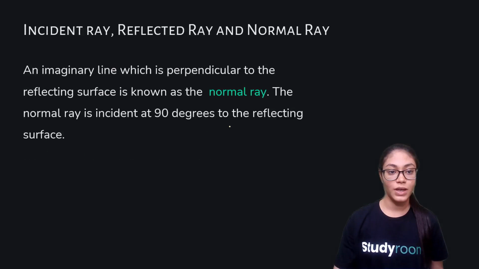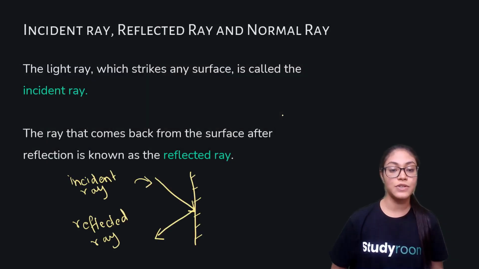Okay. Now normal ray. An imaginary line which is perpendicular to the reflecting surface is known as the normal ray. The normal ray is incident at 90 degrees to the reflecting surface. So in this case, as we saw, this is the incident ray and the reflected ray. This is the reflecting surface. So the normal will always be at 90 degrees. Okay.